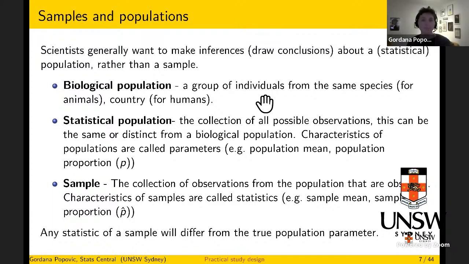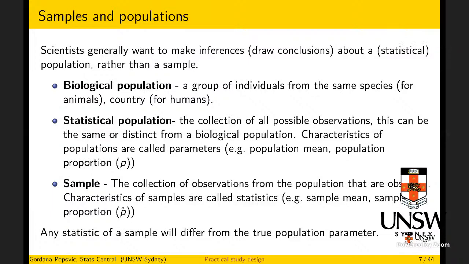The word population sometimes pops up in statistics, and it's worth talking about what we mean by that. It's not the same as a biological population, which might be the population of Australia or the population of some species of animals. In statistics, it's the collection of all possible observations. So it might be the same as a biological population, like all the people in Australia, but it might just be a subsection of that population, or it might be nothing to do with people.